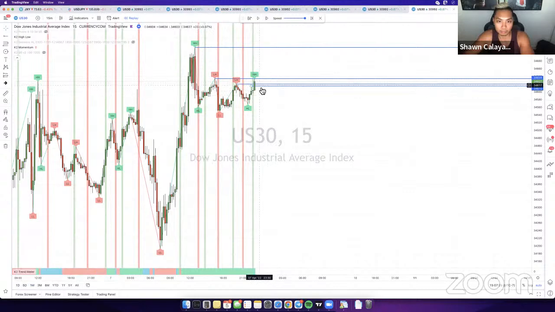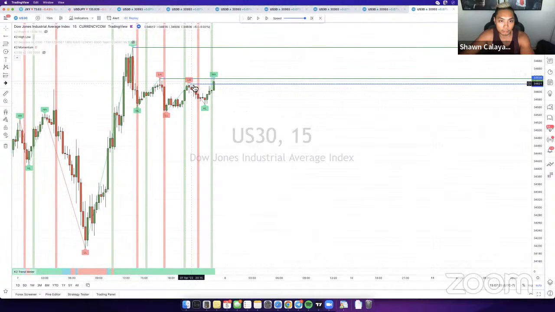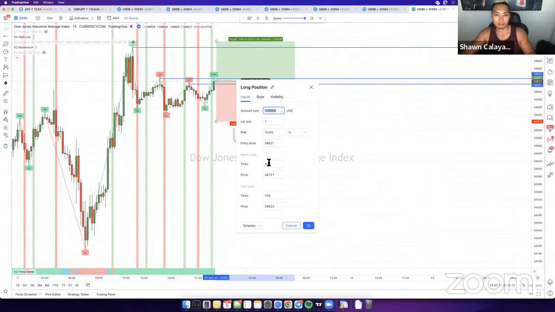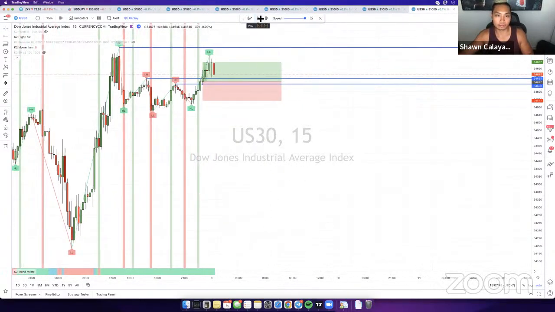All right, so this one right here broke that high, obviously. Again, we have a high here, it's unbroken. This candle broke it. Momentum is green, trend meter is green. You take this for a buy right here. You go for 500 pips, let it run, full TP.